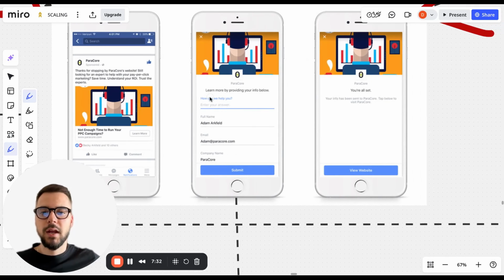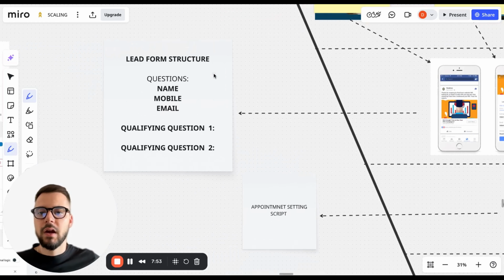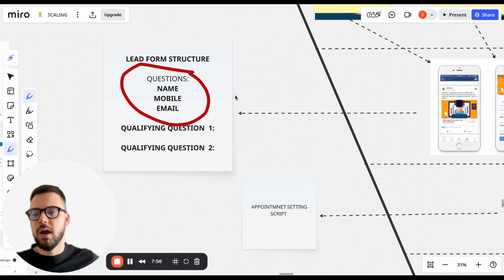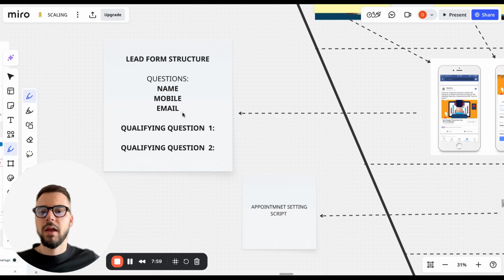And I'm going to show you exactly this small little tweak that we've made that really changed the game for us, and it really increased the quality of the lead. So lead form structure is very important. We want to have these obvious questions, so their name, mobile, and email. And then you want to include 2 qualifying questions.